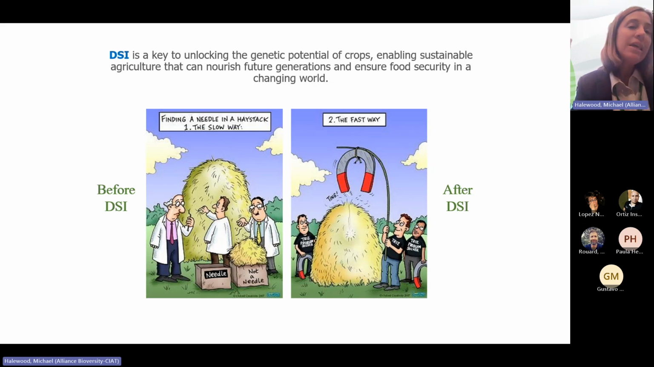So DSI is key to unlocking the genetic potential of crops, enabling sustainable agriculture that can nourish future generations and ensure food security in a changing world.